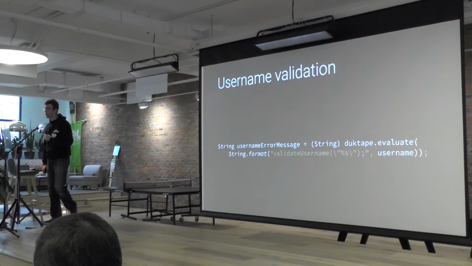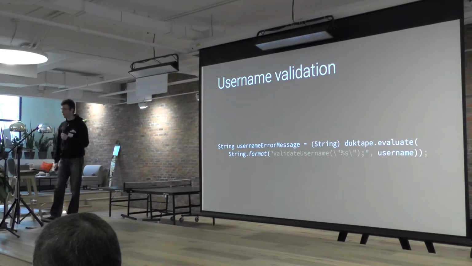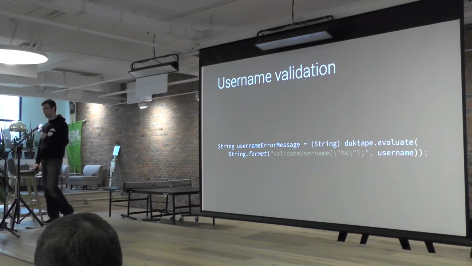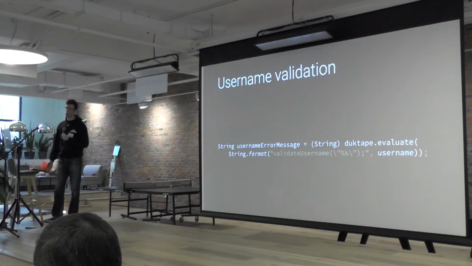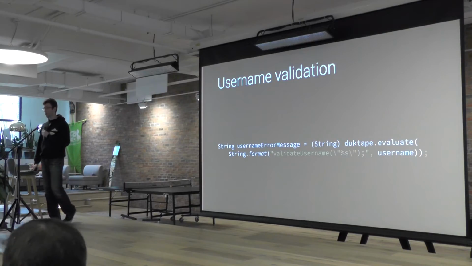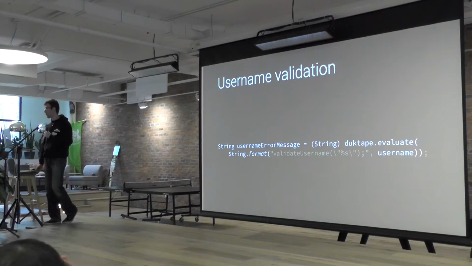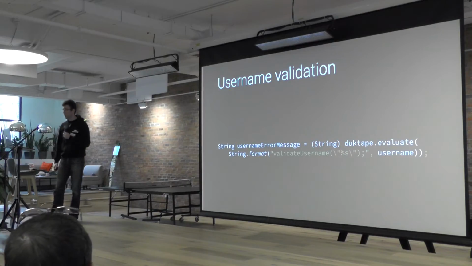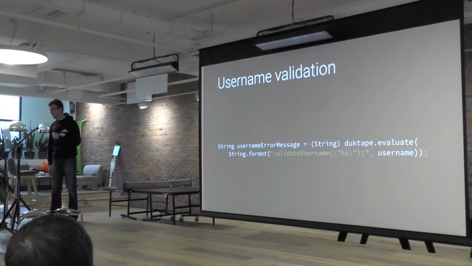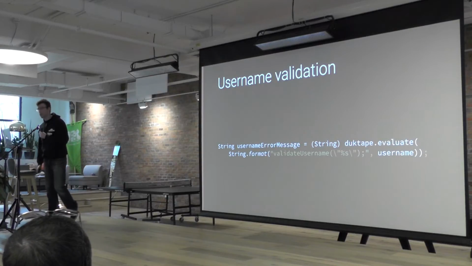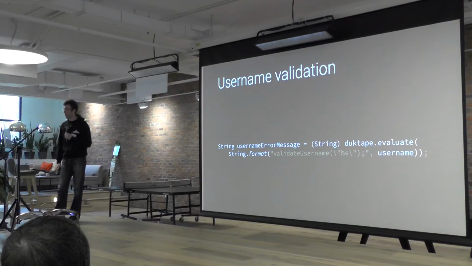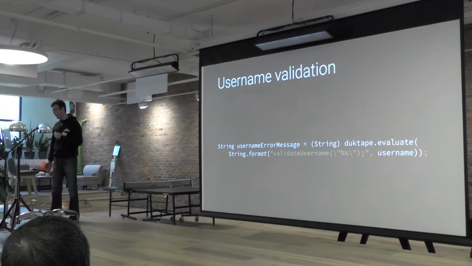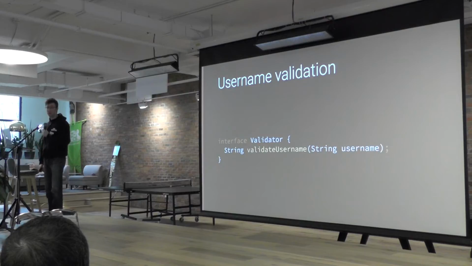We are going to call evaluate again to run this method. We're basically just crafting a JavaScript method call here, validate username. This is kind of gross, and it's probably buggy. You may notice that if the username, for whatever reason, is allowed to have a quote in it, this is probably going to throw because you're not escaping it. And also, evaluate just returns an object. It's up to you to cast it to whatever you're expecting back. So we can make this better.